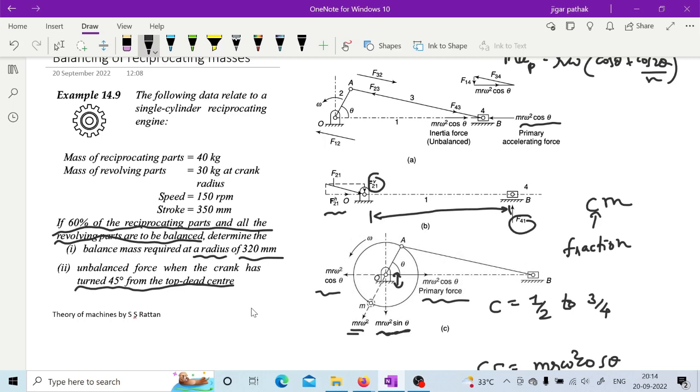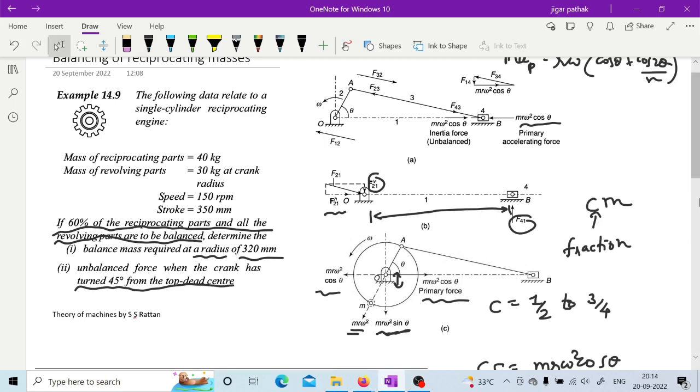So as we have seen earlier, in case of rotating unbalance, we are achieving almost fully balanced force. But in case of reciprocating unbalance, it is not possible. That is the point. Okay.